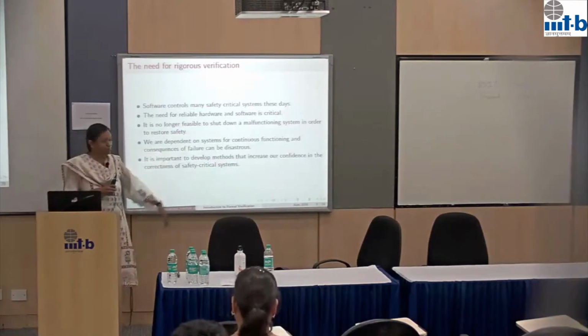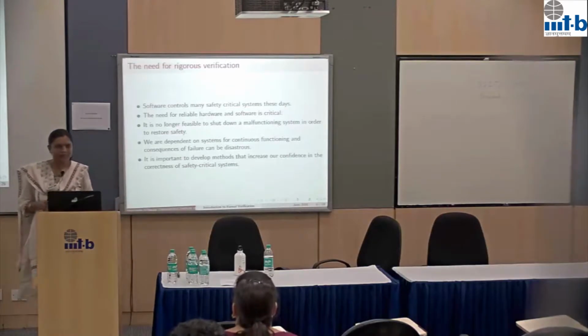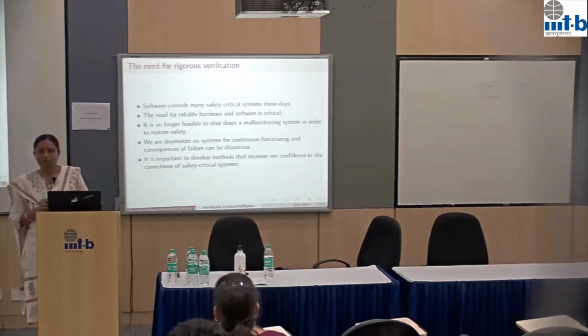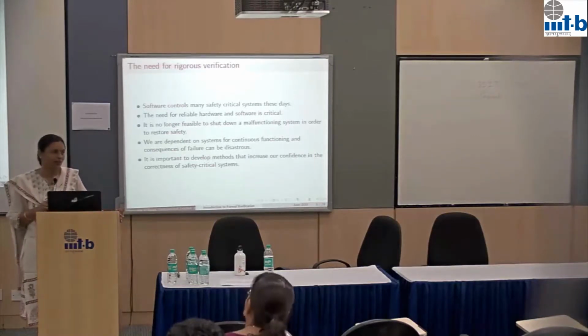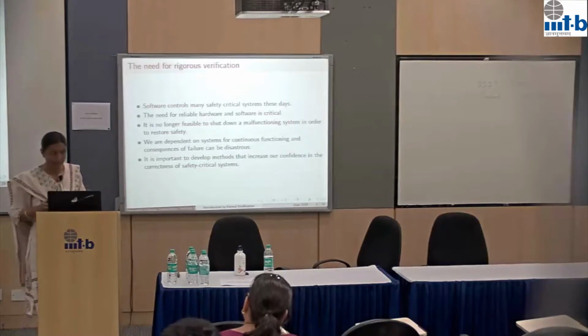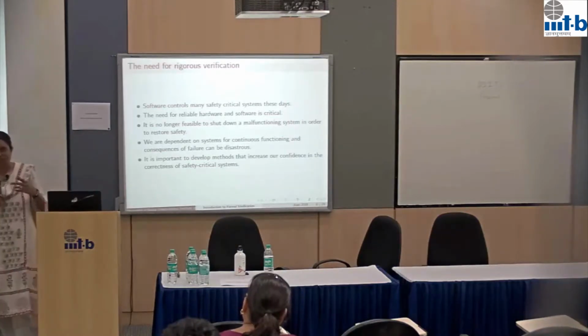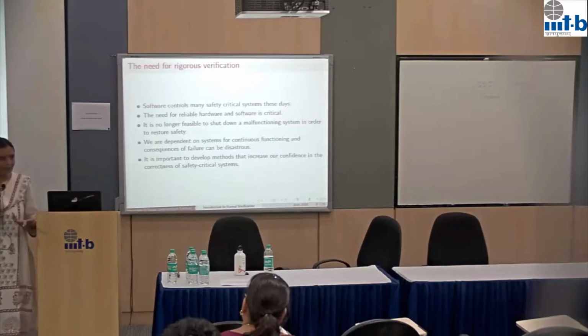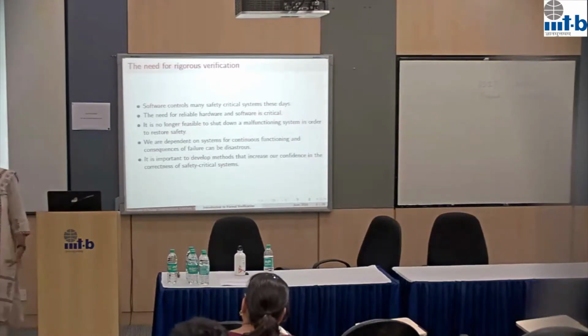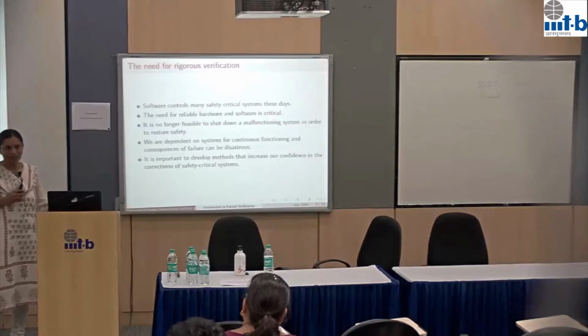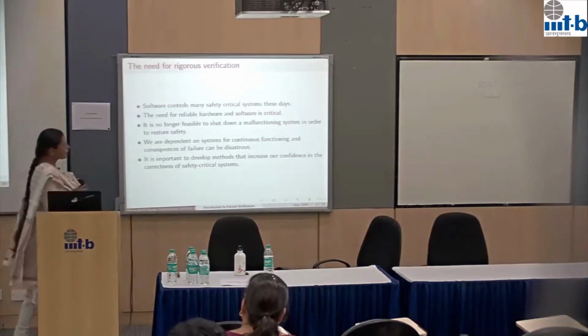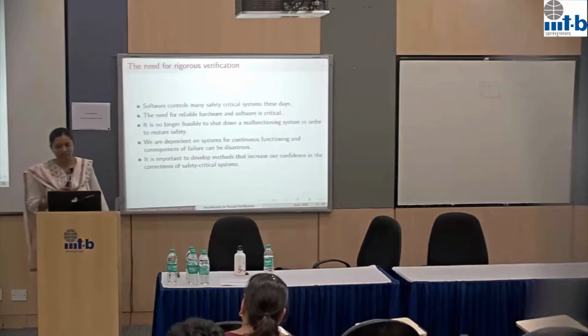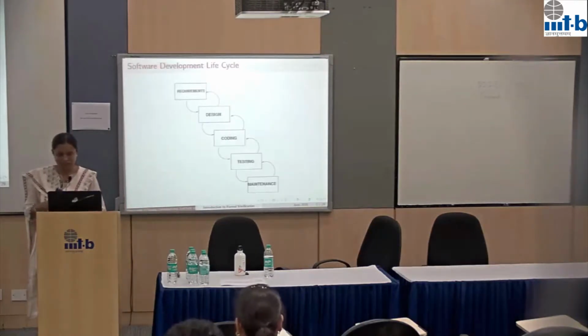We call such systems reactive systems in formal methods. They are supposed to be up and about forever, not like normal programs. For example, Citibank Online is up and about, right? If Citibank has to do maintenance, they send you messages saying we are doing maintenance, expect a slowdown for 2 hours. Citibank cannot afford to say, we're doing maintenance, so my services will not be available for 10 hours. They'll be penalized, right? So you can't shut down. They have to be continuously working, reactive in nature. And so it's important to develop methods that increase our confidence in the correctness of such safety critical systems.